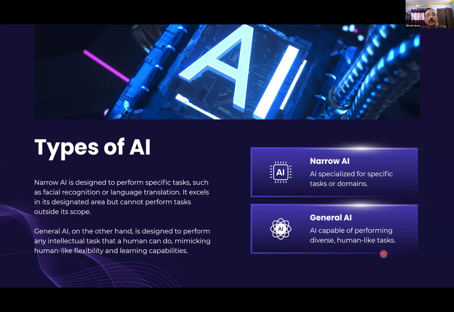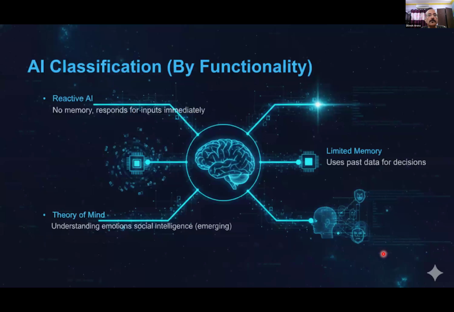So, my dear friends, let's try to understand the various types of AI. They can be called narrow AI or generalized AI. Narrow means they are specific to tasks and domains, whereas general means AI is capable of performing diverse human-like tasks. And we are in the era where general AI is becoming better and better.